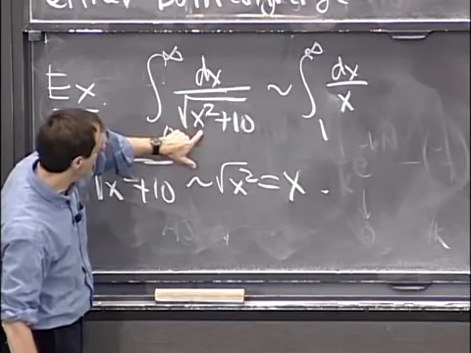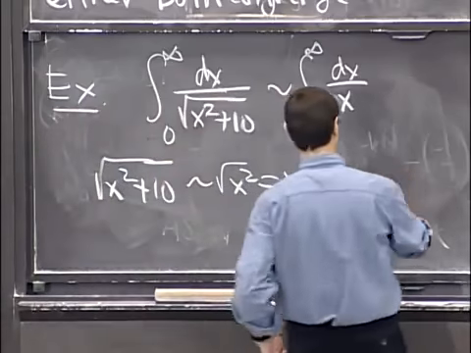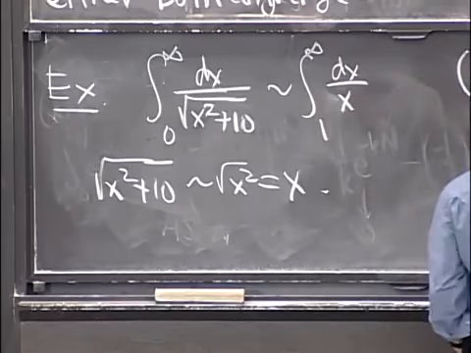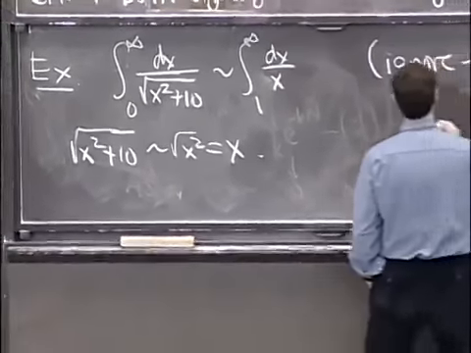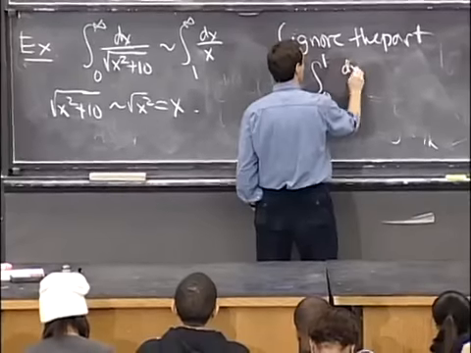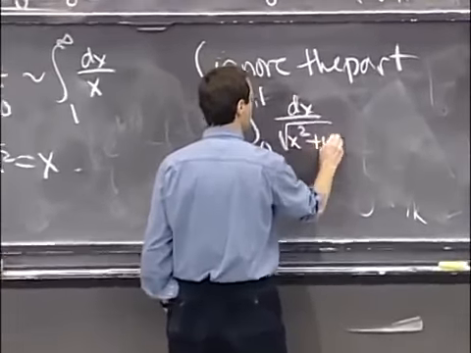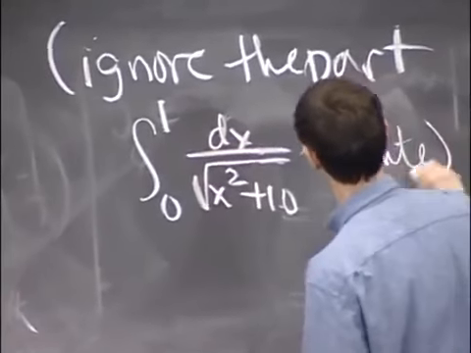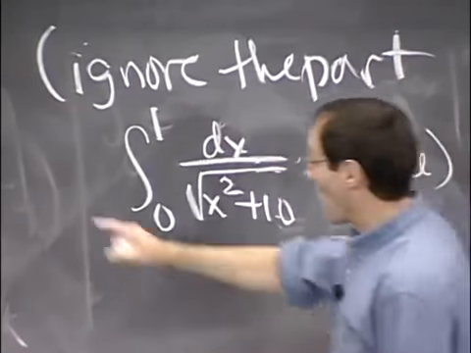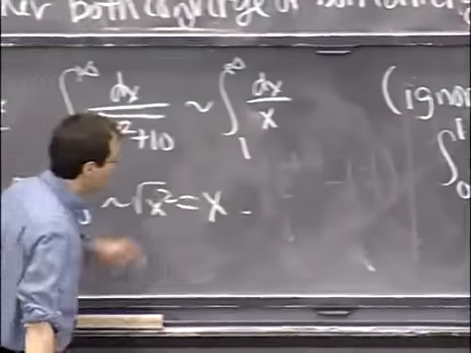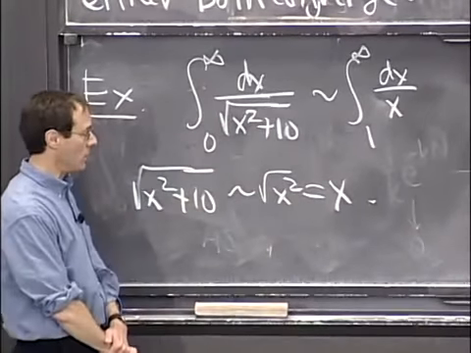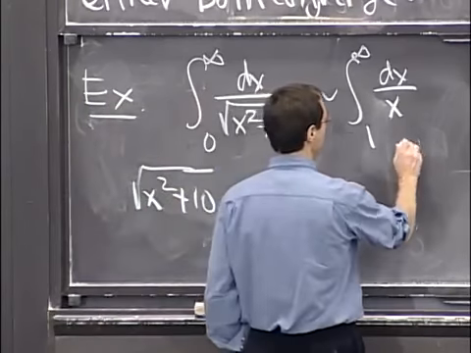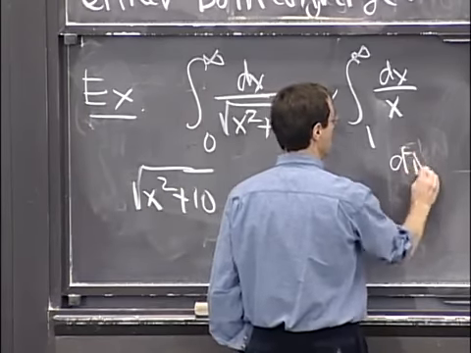So we're going to ignore the piece from the integral from 0 to 1 dx over square root of x squared plus 10, which is finite anyway and unimportant. Whereas, unfortunately, the integral of dx over x will have a singularity at x equals 0, so we can't make the comparison there. All right? Anyway, this one is infinite. So this is divergent.